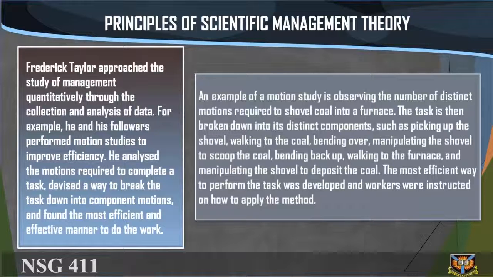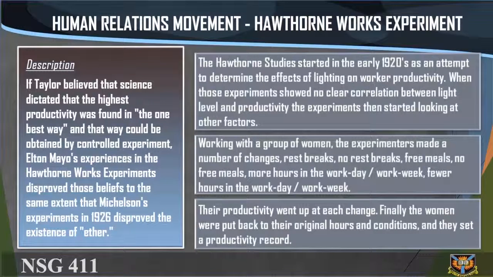The task is then broken down into its distinct components, such as picking up the shovel, walking to the coal, bending over, manipulating the shovel to scoop the coal, bending back up, walking to the furnace, and manipulating the shovel to deposit the coal. The most efficient way to perform this task was developed, and workers were instructed on how to apply the method.